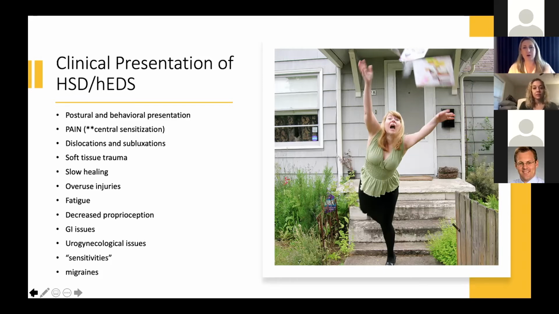And then other systemic issues we might see, similar to what Val was just speaking to: GI issues. Often these dancers have self-diagnosed IBS or chronic constipation, chronic diarrhea, fluctuating back and forth, and food sensitivities that affect their GI. Urogynecological issues: many of them have endometriosis or PCOS, or very painful and heavy periods if they don't have those diagnoses. And then just sensitivities in general: food sensitivities, but also environmental allergies, sensitivities to light, sound, smells, chemicals, medications. And often these dancers will also have a history of chronic headache or migraine.